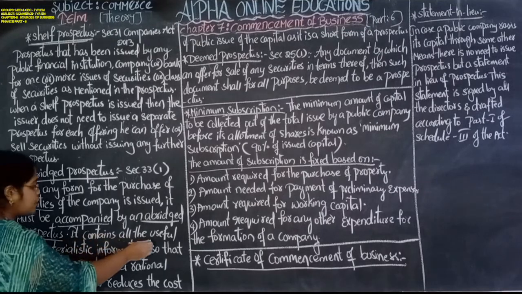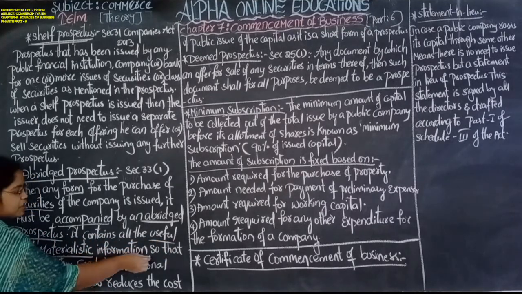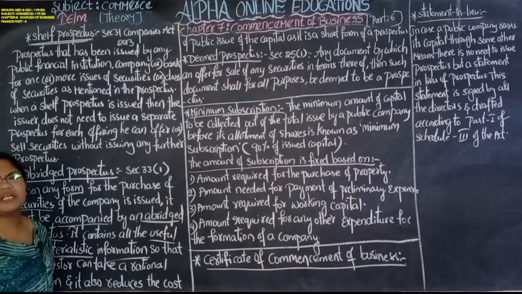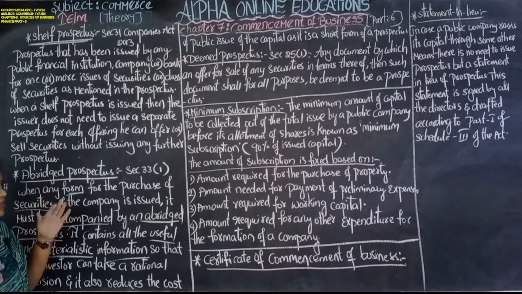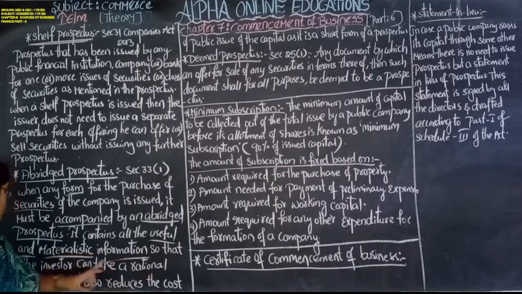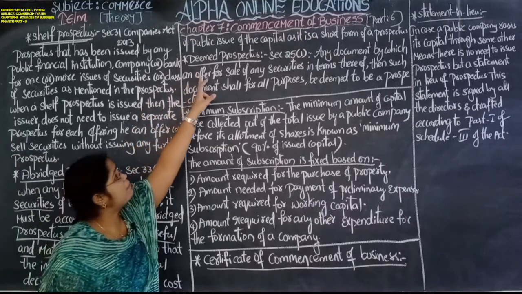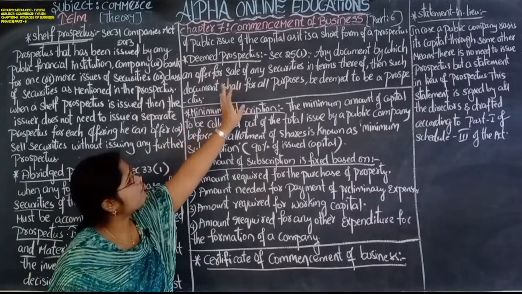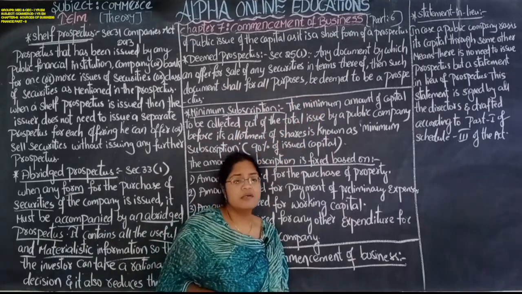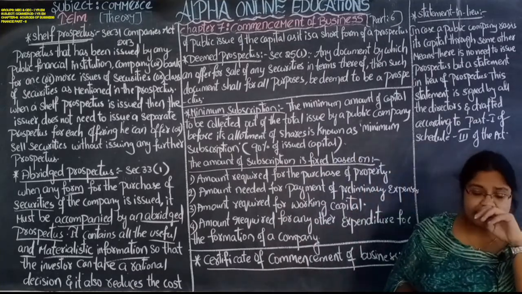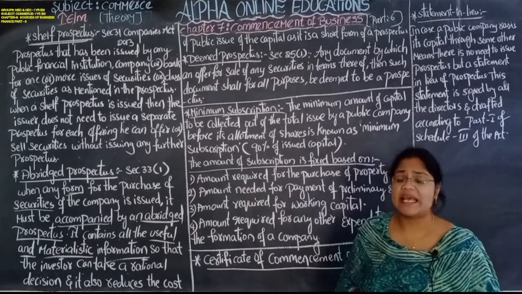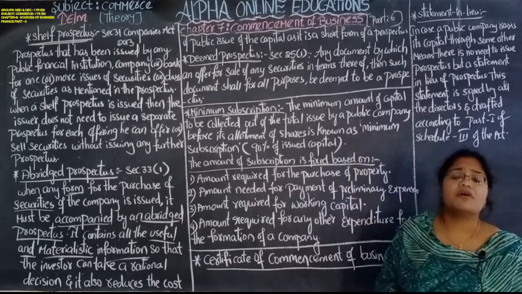It contains all the useful and material information. It only contains the information that is needed and important; unnecessary information is not contained in it. It is shortened by removing all unnecessary information, so that the investor can take a rational decision, and it also reduces the cost of public issue of capital, as it is a short form of prospectus. So by issuing this type of abridged prospectus, the investor can take the decision quickly, and it reduces the cost of public issue.